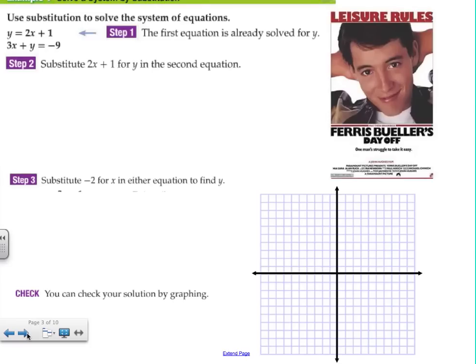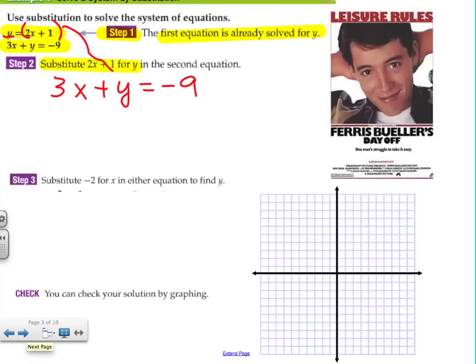Okay, here we have y equals 2x plus 1 and 3x plus y equals negative 9. So you'll notice step one's already done. One equation is already solved for one variable, so we don't have to do step one. Step two says to substitute 2x plus 1 in for y in the second equation. So here we have y equals this, right? So in 3x plus y equals negative 9, we can substitute 2x plus 1 because we know that y equals that.